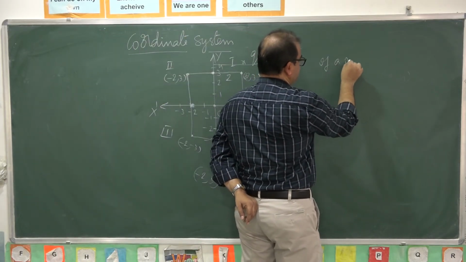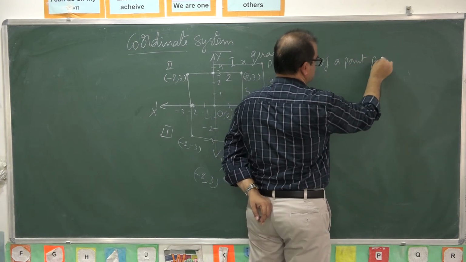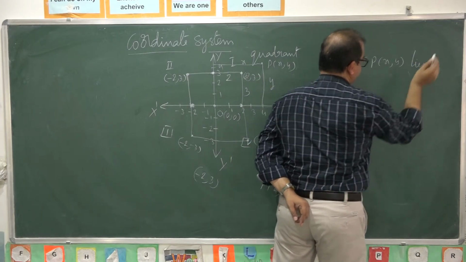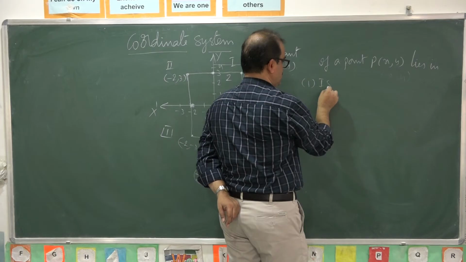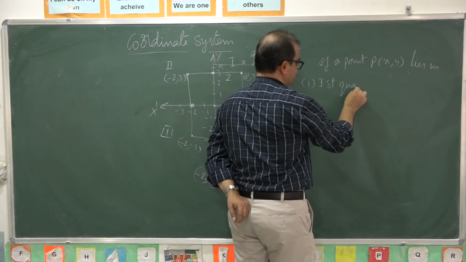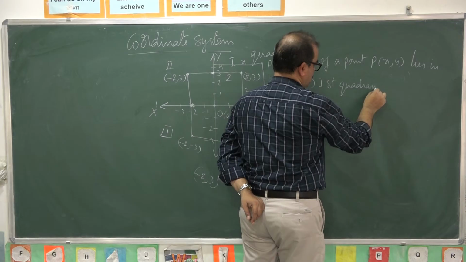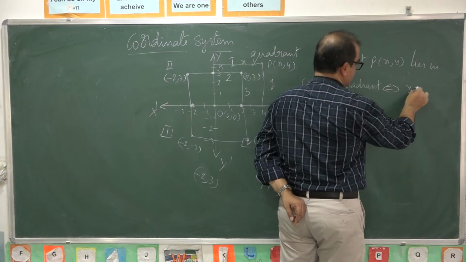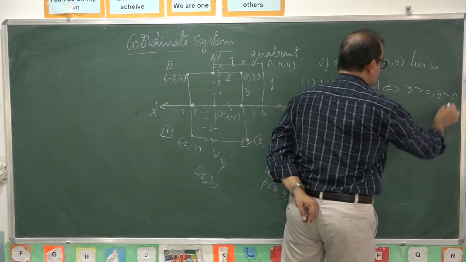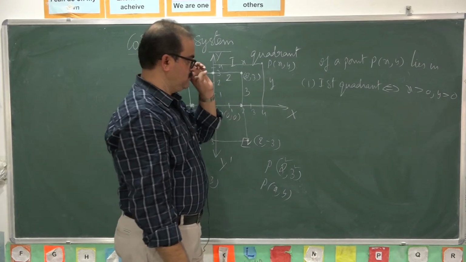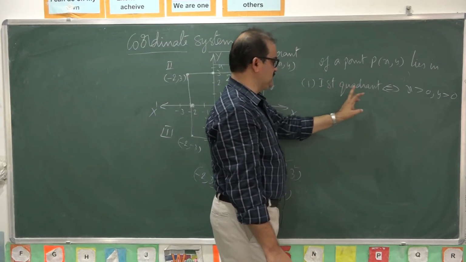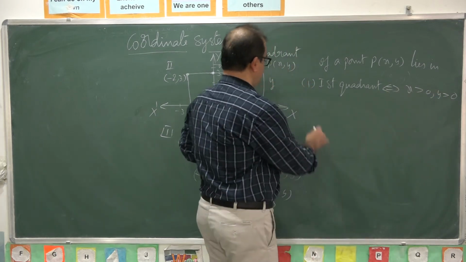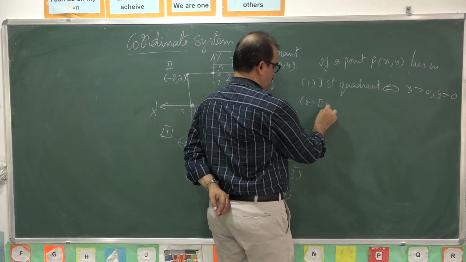If a point P x comma y lies in first quadrant, implies and implied by x greater than 0 and y greater than 0. If a point lies in first quadrant, then both x and y are positives.